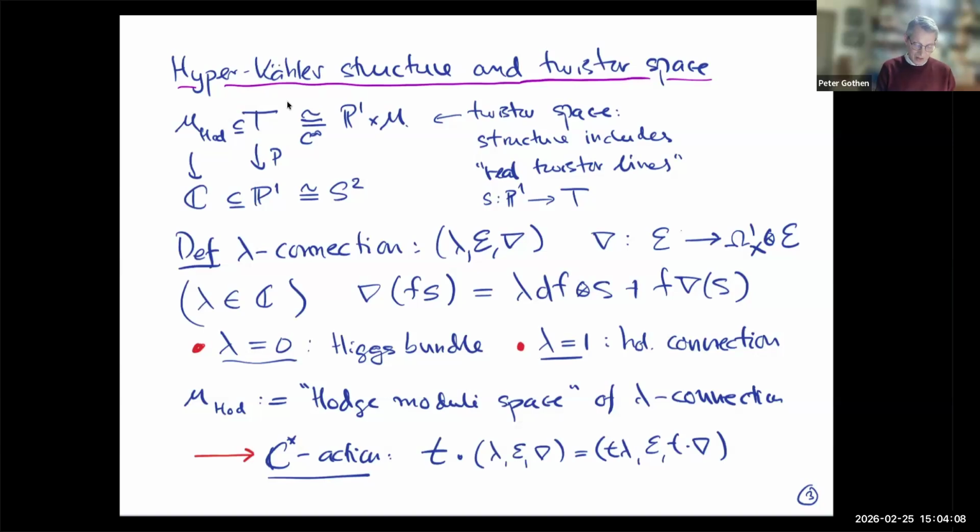As a C-infinity manifold, basically you just take the product of a P1 together with a copy of the moduli space, so let's say just the underlying real analytic variety. And then the idea is that over each point of the projective line, you think of this as parameterizing exactly the various complex structures in this S2 family of complex structures that comes from the hyperkähler metric.